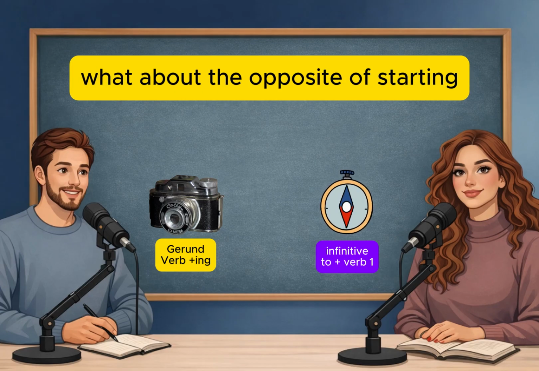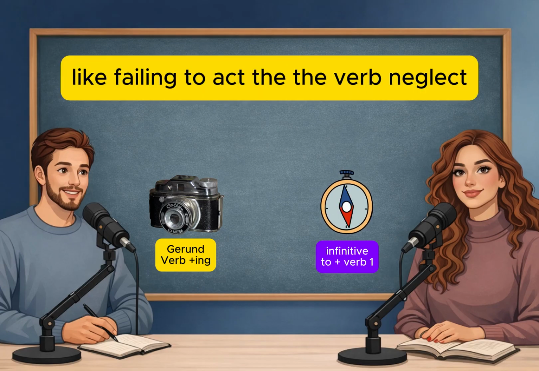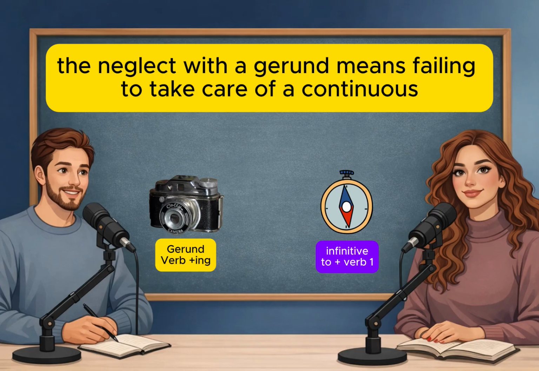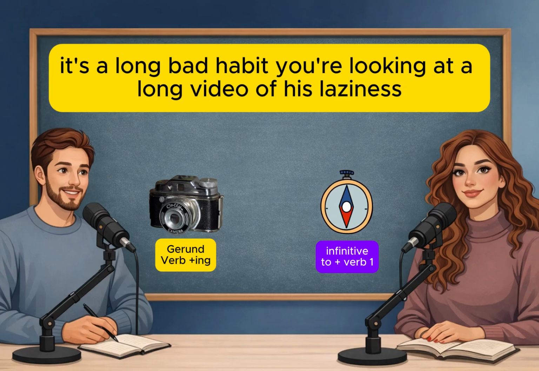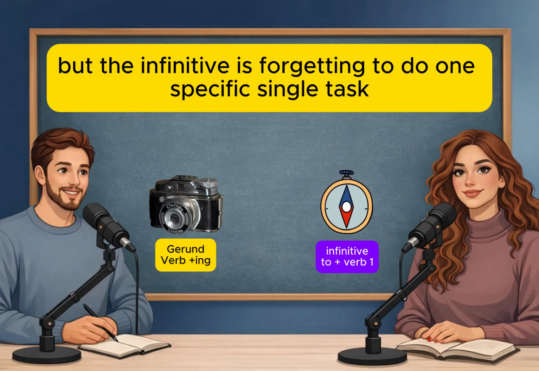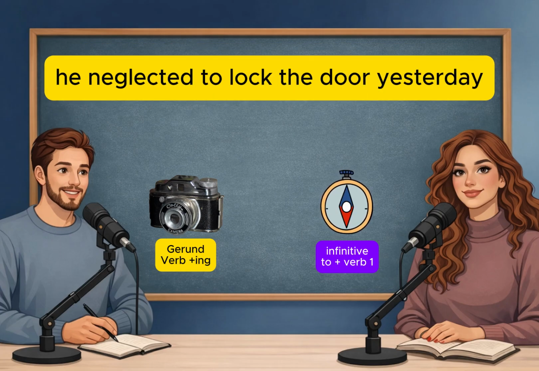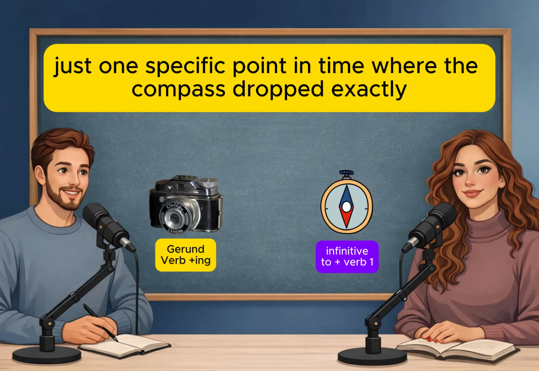What about the opposite of starting? Like failing to act, the verb neglect. Neglect with a gerund means failing to take care of a continuous, ongoing responsibility. He neglected doing his daily chores for months. It's a long, bad habit. You're looking at a long video of his laziness. Unfortunately, yeah. But the infinitive is forgetting to do one specific, single task. He neglected to lock the door yesterday. Just one specific point in time where the compass dropped.